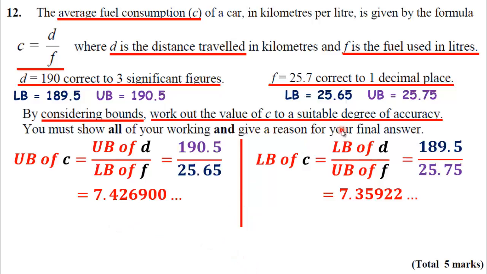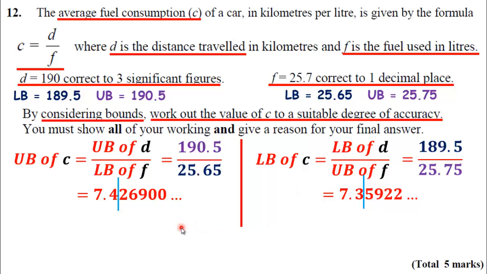They said to a suitable degree of accuracy. So I need to think, if I round these to 1 decimal place or 2 decimal places, for what number are they both the same? So if I round them to 1 decimal place, that's going to be 7.4. If I round the other one to 1 decimal place, I'm going to get 7.4. They're exactly the same. If I check this as well, if I rounded the upper bound of C to 2 decimal places, I would get 7.43. If I rounded the lower bound to 2 decimal places, I'll get 7.36. So again, not the same there.